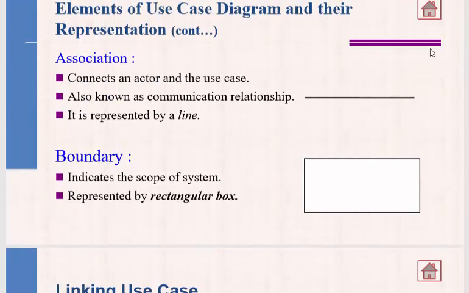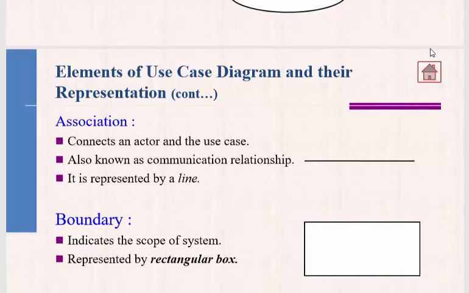We have association and boundary. The association connects an actor and the use case, and is also known as a communication relationship. It's represented by a line. The boundary indicates the scope of the system and is represented by a rectangular box.